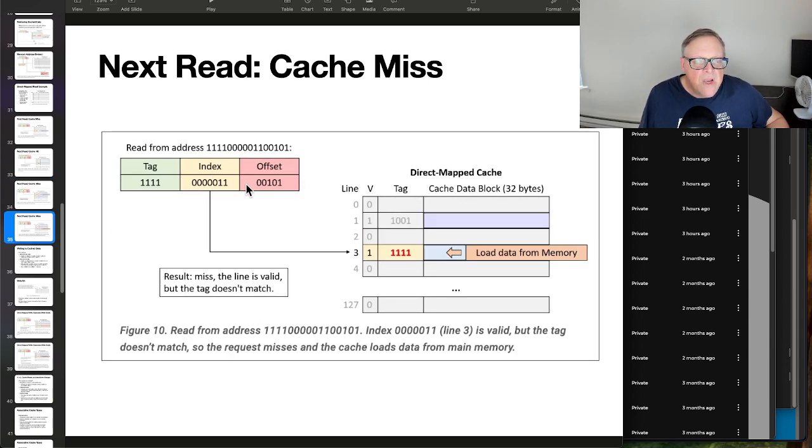Then when you try to read from this one down here, you're going to read from something with an index of 3 but a different tag, so it's going to go to this line and find that it is valid, but it's from the wrong part of memory. So now it's going to have to do a cache miss. It's going to have to clean this stuff out and load in new data from memory and fill it over. So that's going to take some time.